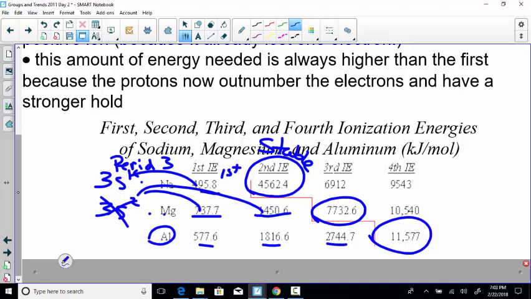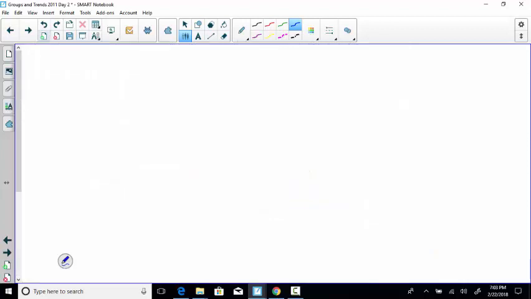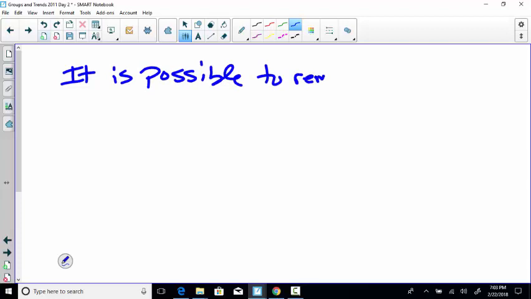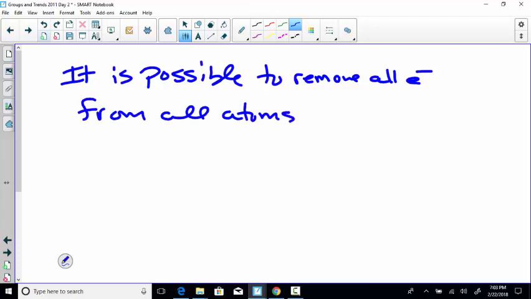So that's different ionization energies. Basically what I'm telling you is you could essentially remove all electrons from all atoms if you have enough energy. So maybe we want to write that down. It is possible to remove all electrons from all atoms if you have enough energy.